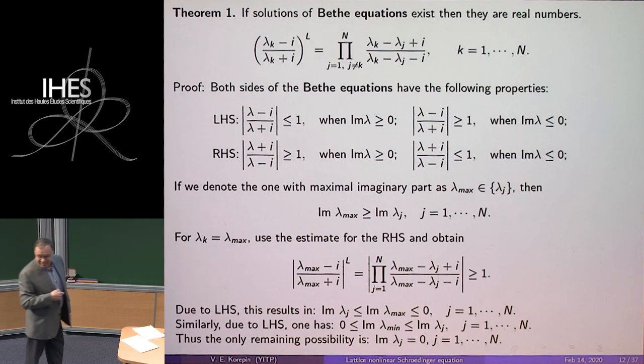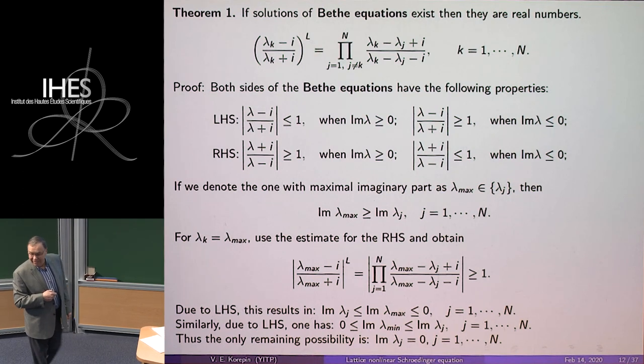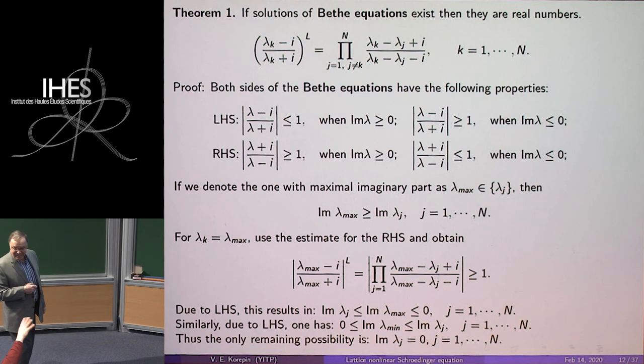Well, Georg Pólya was using the same arguments in 1918 in his paper on the Riemann zeta function.